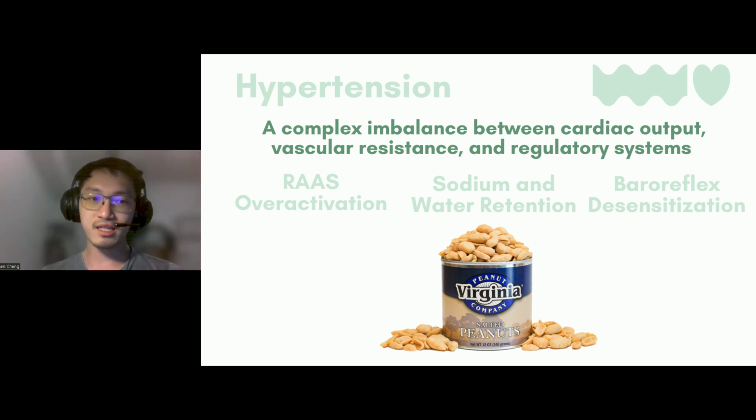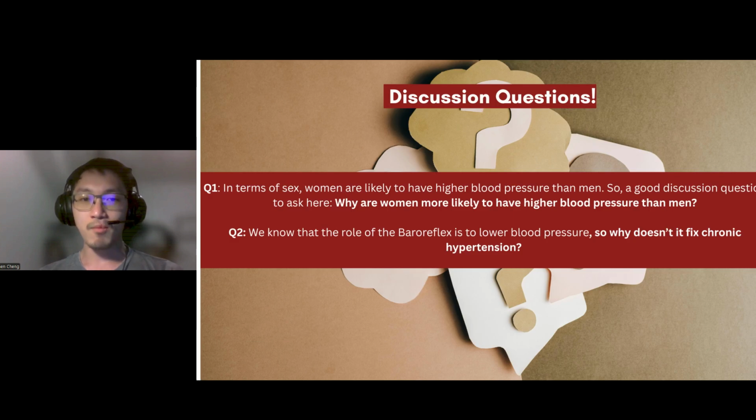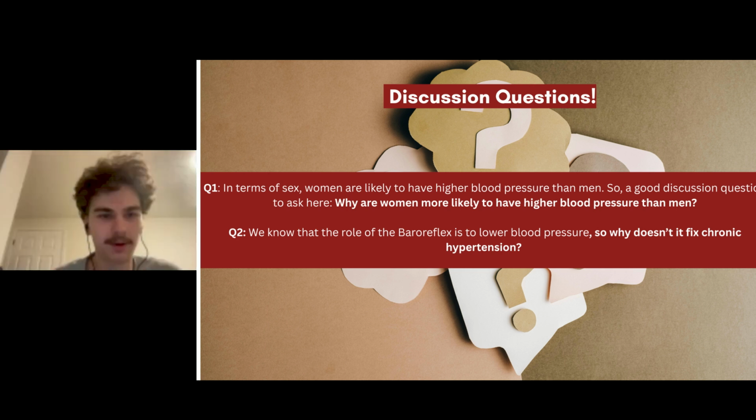So, a good discussion question to ask here is, why are women more likely to have higher blood pressure than men? Now we'll move on to our second question. Well, we know now that the role of the baroreflex is to lower blood pressure. Well, why doesn't this happen, and why doesn't this fix chronic hypertension?